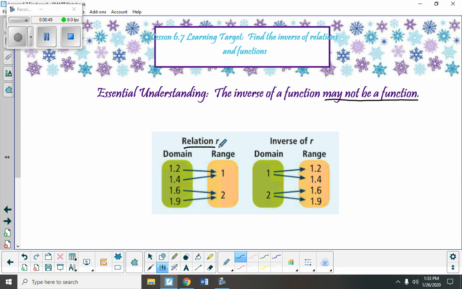So here's an example of a relation. The domain is 1.2, 1.4, 1.6, and 1.9. Each of those goes somewhere. And this would be a function because every input has exactly one output. Now, when you write the inverse of that function, basically you switch the x's and the y's. In this case, it is the inverse, but it is not a function. You'll notice one has two different outputs.